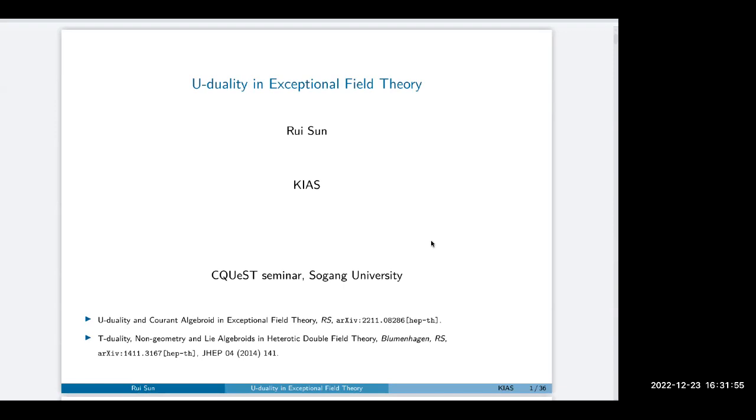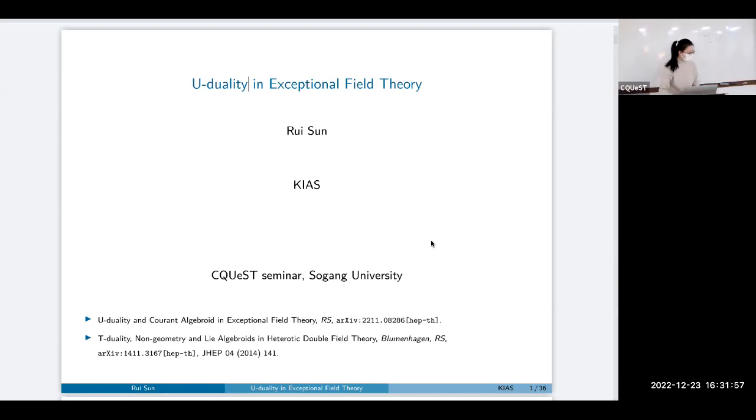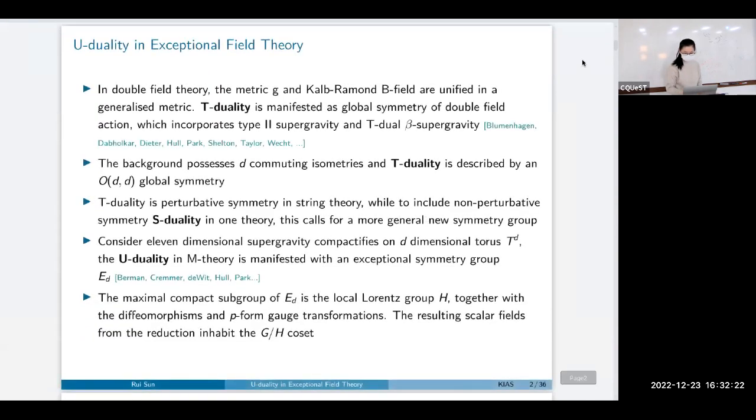Okay. So firstly, thank you very much for the invitation. In this talk, I will mainly talk about the recent paper on U-duality and Courant algebroid in exceptional field theory. This is also related to former work with Ralph Blumhagen on the heterotic double field theory structure presented in the Lie algebroid. So let's firstly review what happened before.